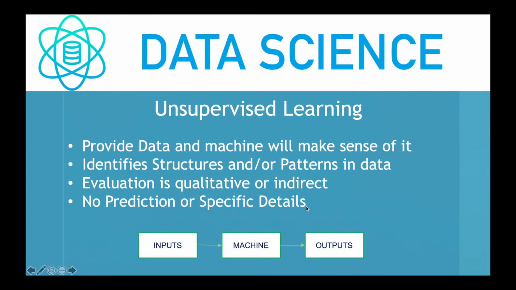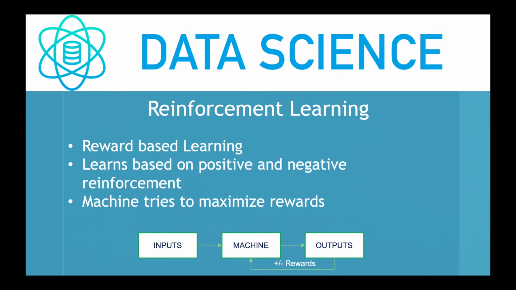No prediction of specific details. So as I said, there's no trained information that is provided. As and when it gets more data, it can create clusters and tell you what the data is, and accordingly in future if you give something to it, it will classify it or put it in a particular cluster and tell you what it is. So that's unsupervised learning. Next one is reinforcement learning.